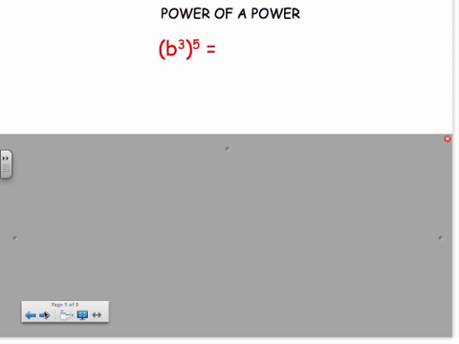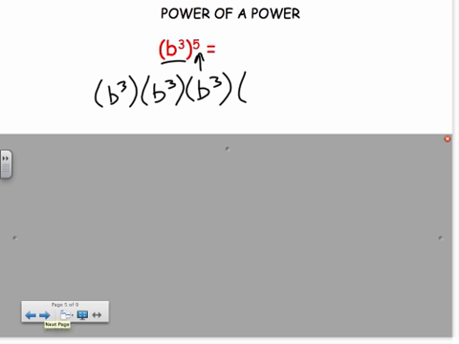Okay, let's move on. How about a power of a power? Well, if we think about it, this b to the 3rd is just getting multiplied by itself 5 times. And so I could write that out. I could say b to the 3rd times b to the 3rd times b to the 3rd. Getting kind of repetitive, I know, but sometimes it helps just to visualize it.